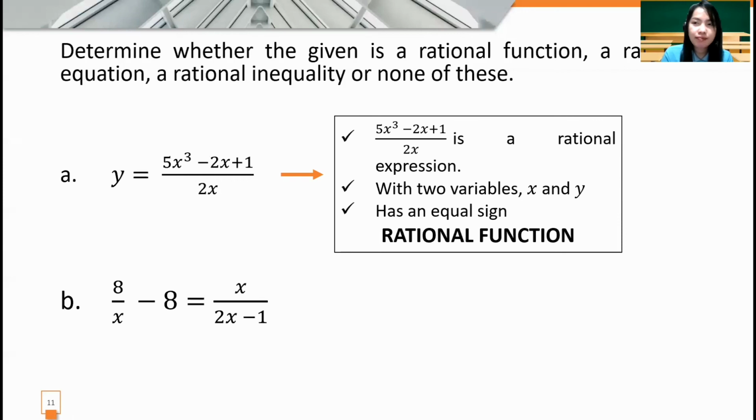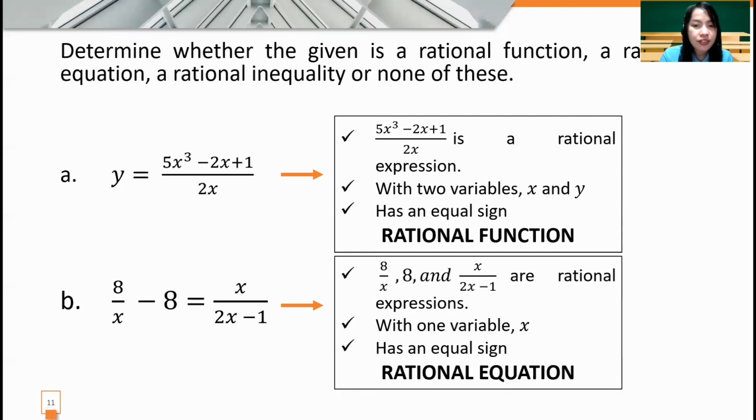Letter B. 8 over x is a rational expression. Negative 8 is a rational expression. 8 can be written as 8 over 1. X over 2x minus 1 is a rational expression. From here, merong rational expressions, merong equal sign, at merong isang variable. So what is this? This is a rational equation.